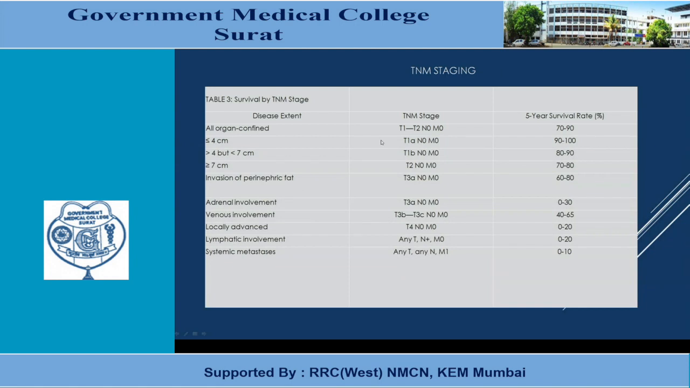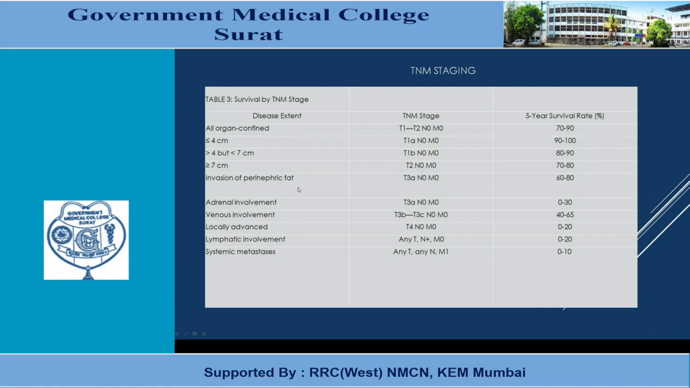For classification and staging of the tumor, CT scan is more important because it helps in localization of the tumor and its local and distant spread. So it will be helpful for TNM staging. From T1 to T2, the tumor pathology is confined to the kidney. If a lesion is less than 4 cm, it is called T1A. If the size of the lesion is between 4 to 7 cm, then it is T1B. If it is more than 7 cm, it is T2.